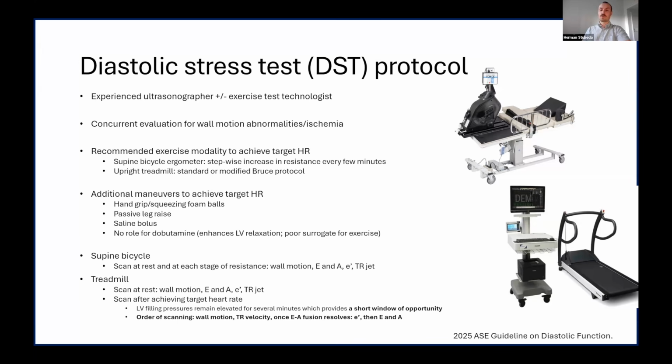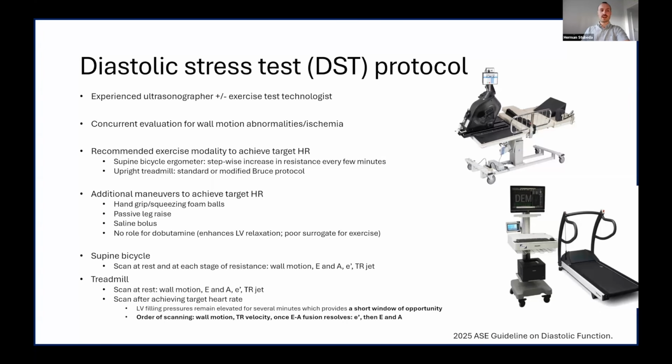The recommended equipment for the exercise will be a supine bike ergometer, which can increase resistance gradually. It also allows for the patient to be still, and we are able to get scanning images basically at every resistance level. However, some centers, and many do, have great treadmills, and so that's also a valid modality to use for the exercise test.